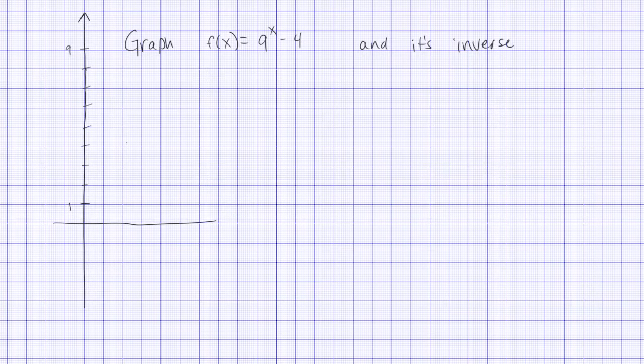In this problem, we're asked to graph the function f of x equals 9 to the x minus 4 and also its inverse. Okay, so I'm first of all just going to ignore that minus 4 and then I'll graph this using translation. So the function y equals 9 to the x.